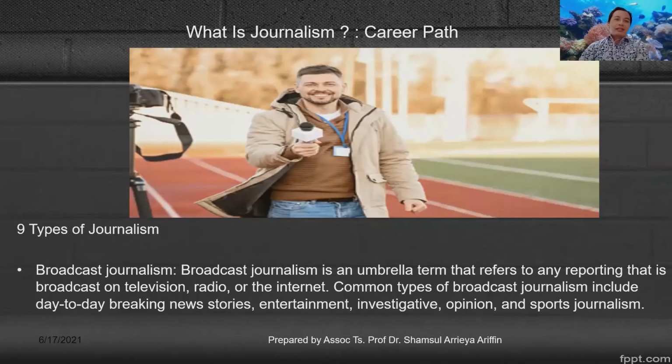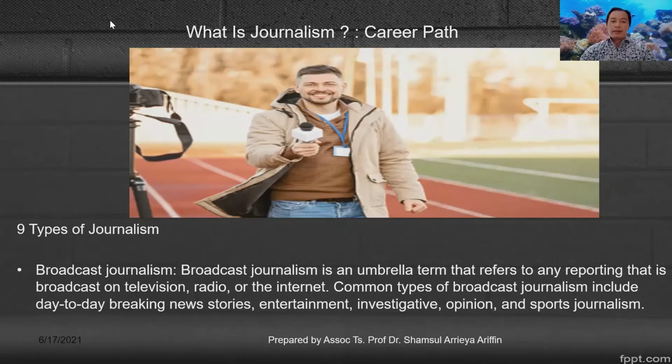Okay, then what is the journalism career path? Now we move to the journalism career path. Just now you understood there are two types of news: hard news and soft news. Basically, there are 9 types of journalism career paths. Broadcast journalism is one of those.